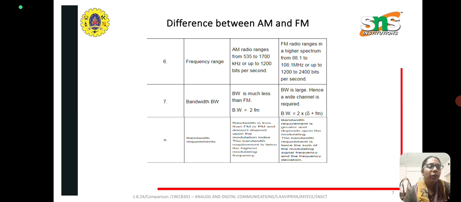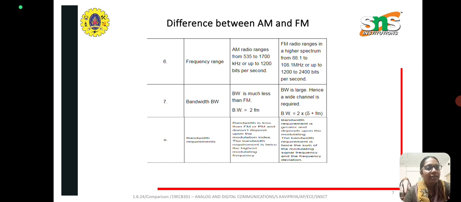And next is the frequency range. The frequency range of AM is between 535 and 1700 kilohertz, or even up to 1200 bits per second. FM radio ranges in a high spectrum from 88.1 to 108.1 megahertz, or up to 1200 to 2400 bits per second.